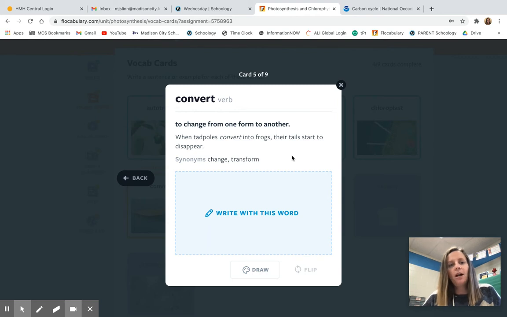In science, we can talk about converting molecules from one form to another. When we break apart atoms, like carbon atoms and oxygen atoms, and then we combine them in a different way, we end up with a different substance. And that is what is happening during the process of photosynthesis. More on that later.